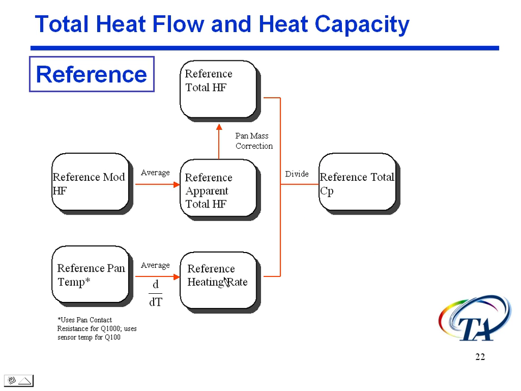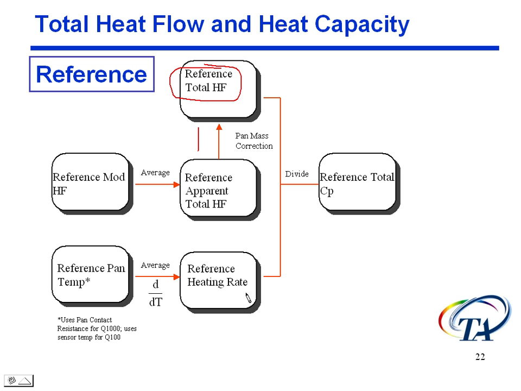For the reference side, we do a similar thing, but there's an extra step. We get the reference modulated heat flow, take the average value for the reference apparent total heat flow, and the temperature to get the reference heating rate. Now the extra step is the pan mass correction. Now this would be for a Q1000. For a Q100 you wouldn't have this, obviously. But the pan mass correction goes in place here, so we get the reference total heat flow.